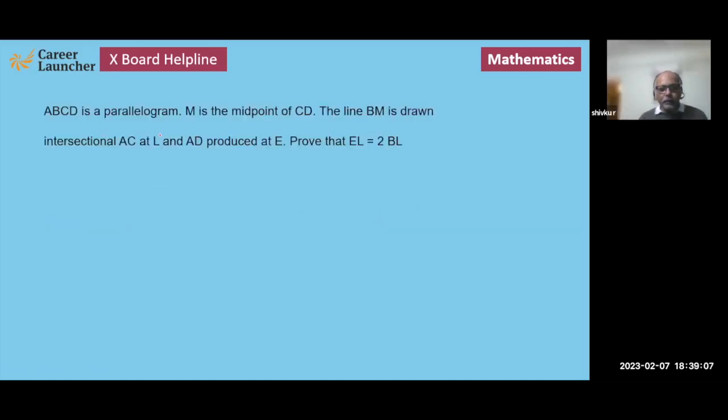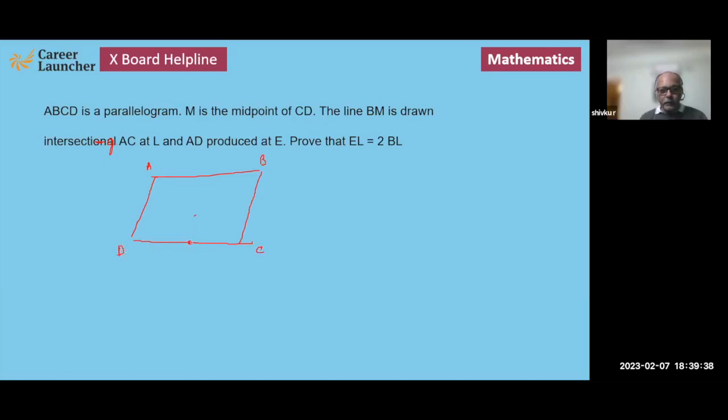ABCD is a parallelogram. M is the midpoint of CD. The line BM is drawn intersecting AC at L and AD produced at E. Prove that EL is equal to 2 times BL. So ABCD is a parallelogram. M is the midpoint of CD.